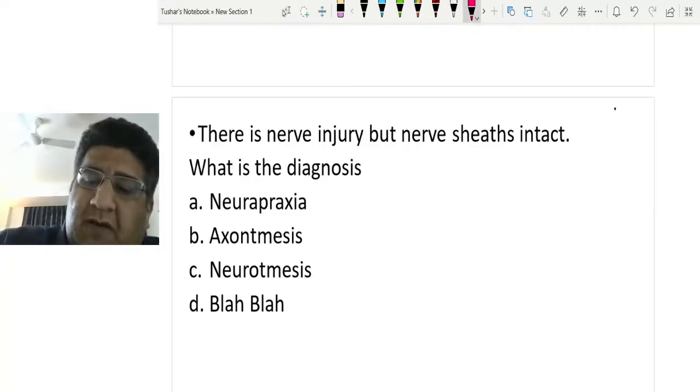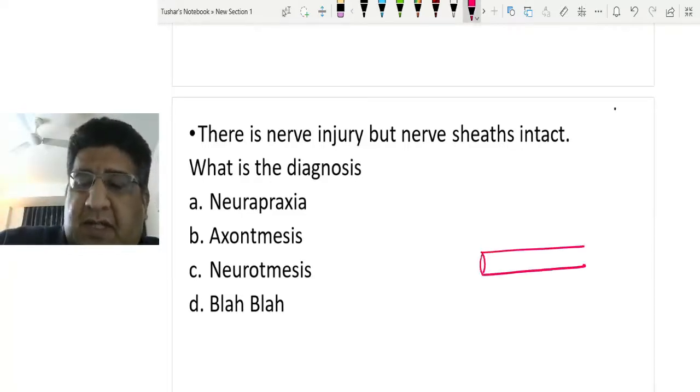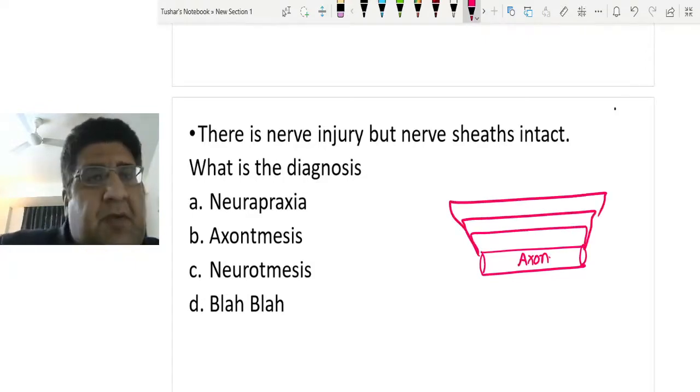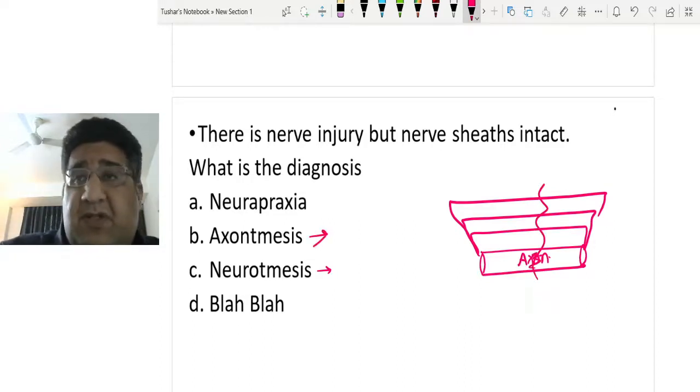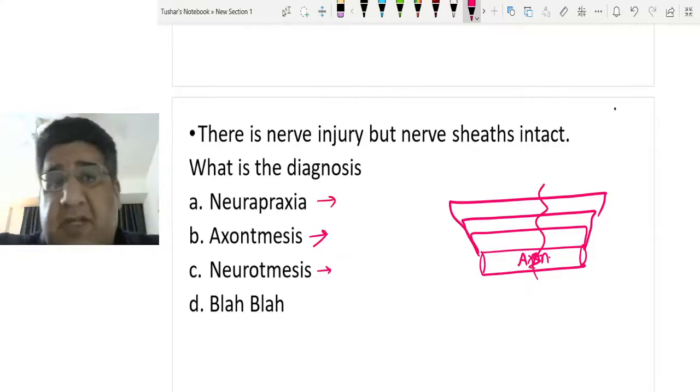Because we all are aware of the fact that there is a central cylinder called axon. On top of it we have a myelin sheath, then we have endoneurium, then perineurium, then epineurium. If you damage all of them, we call it neurotmesis. If you damage only the axon but the sheath is intact, axonotmesis. If you don't damage any of them but just transient demyelination, we call it neuropraxia.